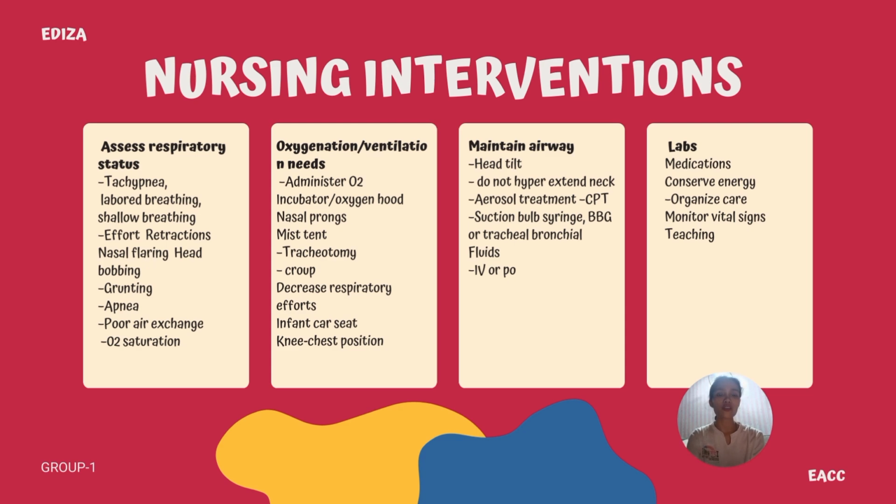Next is the oxygenation and ventilation needs. Here we now use machines, such as an incubator, oxygen hood, nasal prongs, mist tent, tracheostomy, croup, decreased respiratory effort, infant car seat, and knee-chest position. We can also maintain the airway: hold the teeth, do not hyperextend the neck, and do suctioning of tracheobronchial fluids, IV or PO.